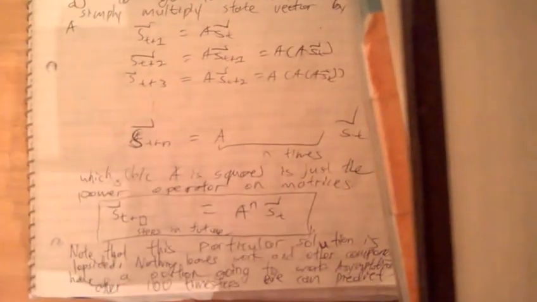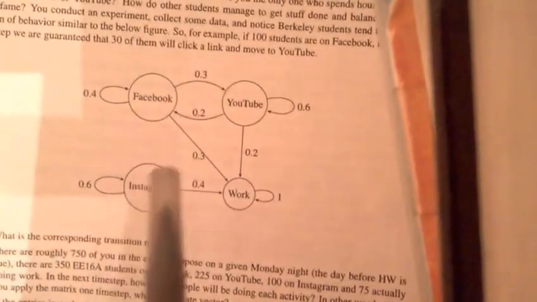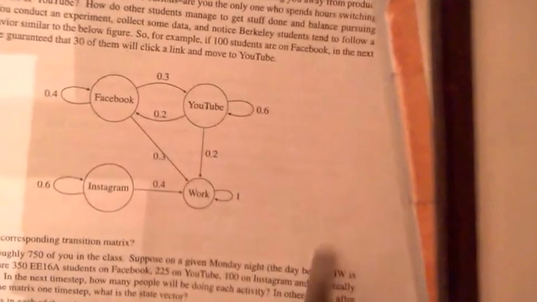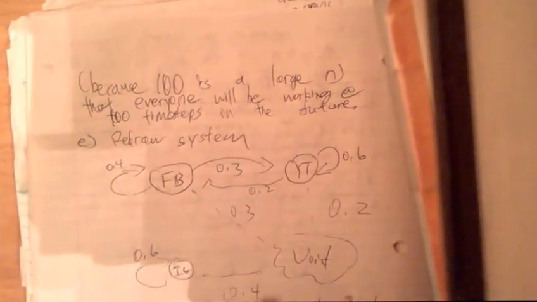So, without working it out, 100 time steps in the future, well, if we look at the graph carefully, you'll notice that everywhere points to work, but then work doesn't go anywhere else. So after such a large n, we can conclude that they all go to work. 100 is a significantly large n in this case. So I'm just going to say straight out that in 100 time steps in the future, pretty much everyone's going to be working.